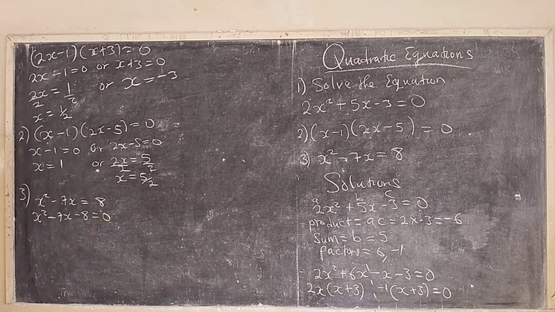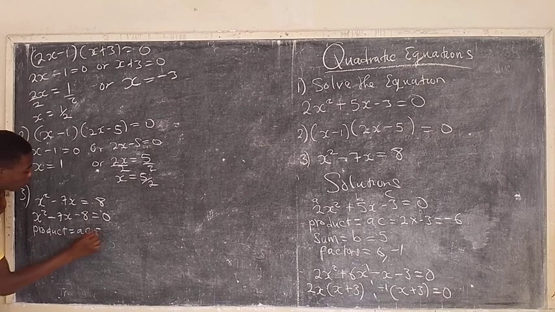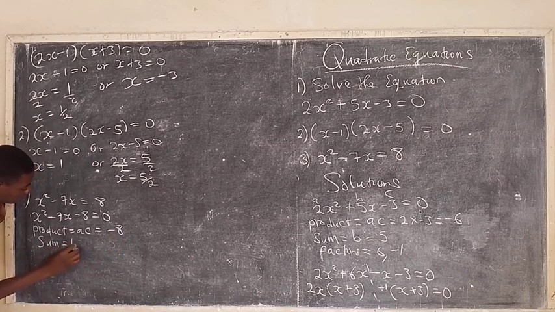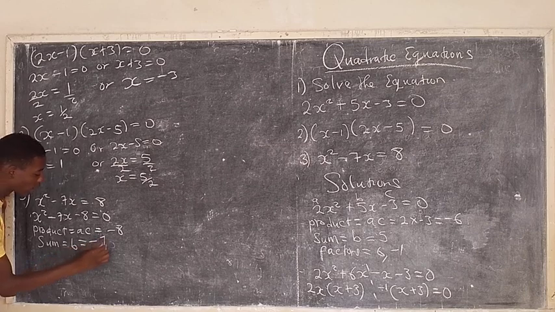Now, upon reaching this stage, we can now write our product. So as you remember, our product is equal to AC, where A and C are the coefficients of these numbers. So we have A by C, so 1 by negative 8, we have a negative 8. Our sum is always equal to the B part, the one that is x raised to the power 1, which should be equal to a negative 7.